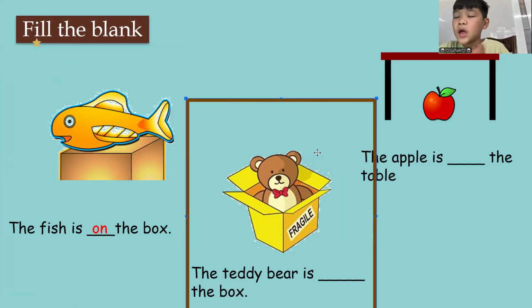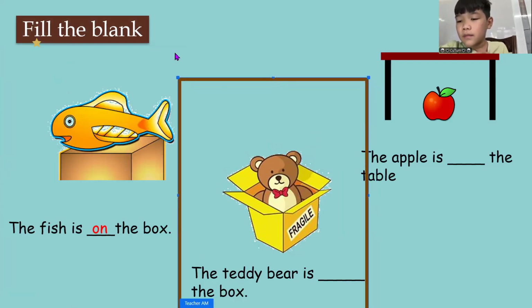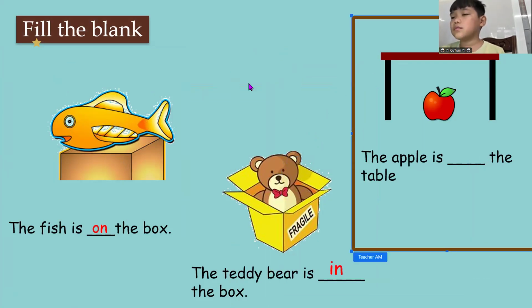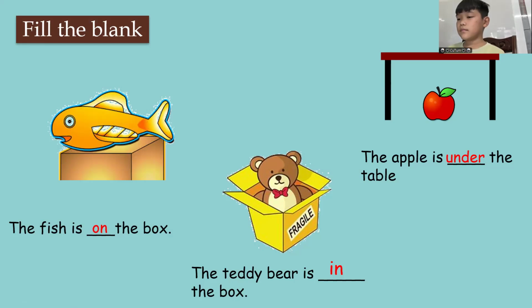All right. Now look, where is the teddy bear? The teddy bear is in the box. Yes, that's correct. Okay, now look, where is the apple? The apple is under the table. That's right. Okay, so give me a high five. Wow, you are smart. So for this, you've got 1, 2, 3, 4, 5, 6 stars.